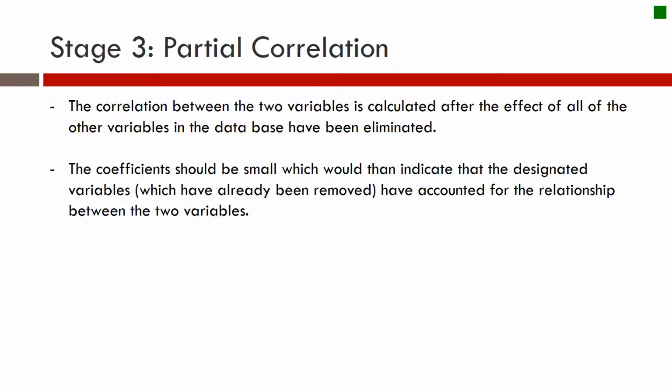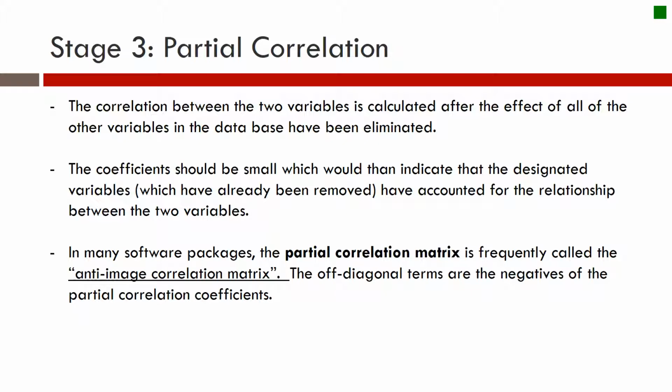It's like a partitioning of correlation, if you will, between the variables. So the coefficient should be small, which would indicate that the designated variables, which have already been removed, have accounted for the relationship between the two variables. Okay, so it's like, again, the anti-correlation matrix, which is really what you're looking at. It's like the disassociation of variables that's going on.